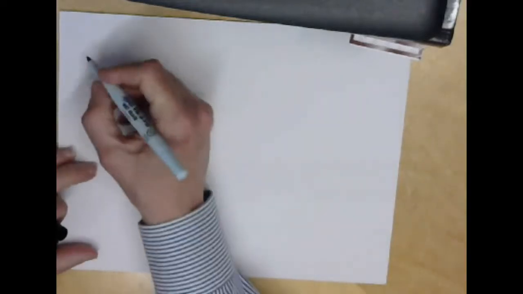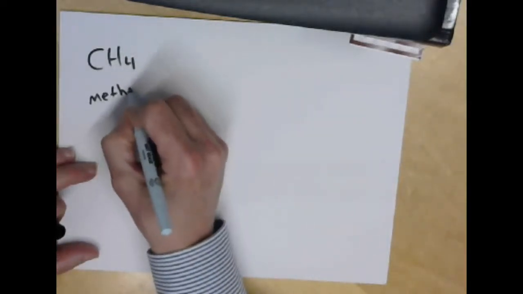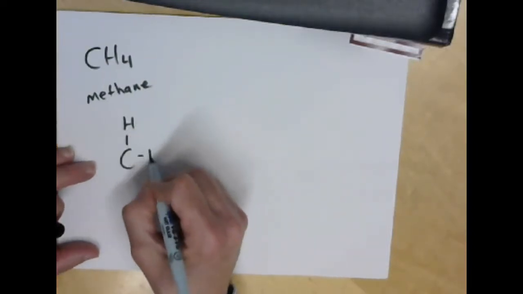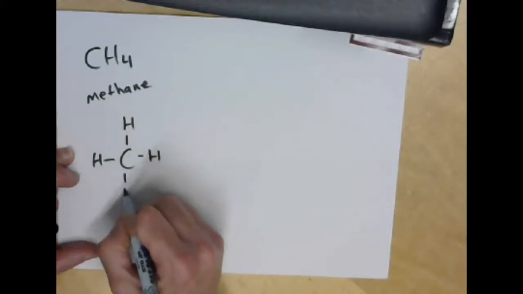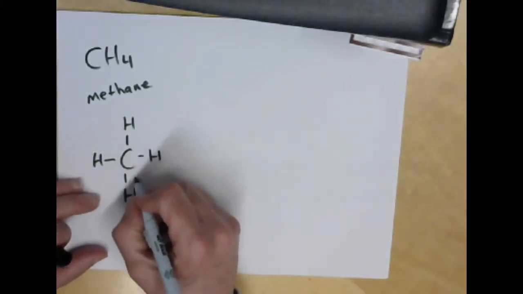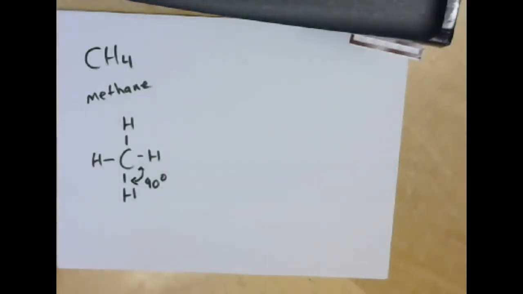The next one we want to look at involves four electron domains around the central atom, something like methane. We draw the Lewis structure. We would come up with a structure that looks like this. And to look at it, you would think those bond angles are 90 degrees.